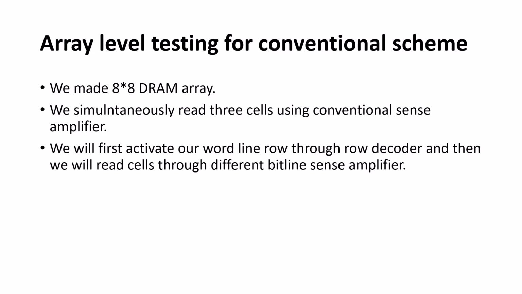So from here, my friend Raj will explain the array level testing for the conventional scheme. Okay. So here we will explain array level testing for the conventional scheme. Here we have used an 8 cross 8 DRAM array, and to decode that we have used a 3 cross 8 decoder, which will be used to select a particular word line for the read or write operation.